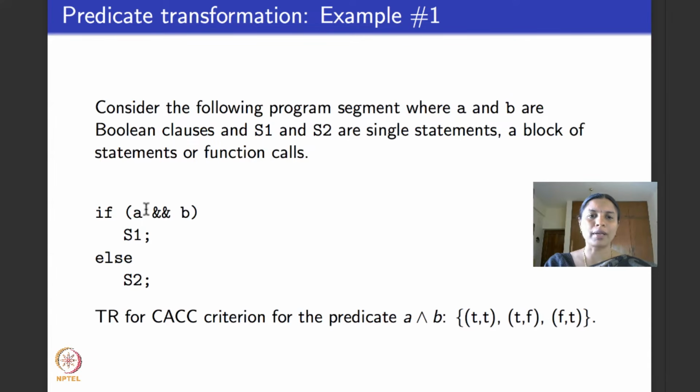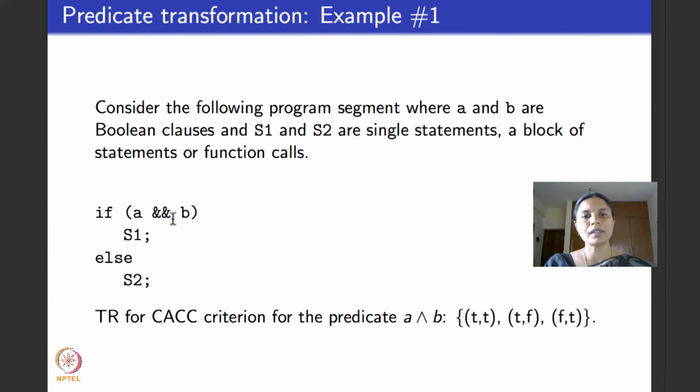Here is a small program fragment. It's only a program fragment, not the entire program, meant to illustrate issues with predicate transformation. So this program fragment has two clauses, A and B. There is a predicate here in the if statement which says if A and B, then you do statement or set of statements S1. S1 could be any statement, a single statement, a block of statements, could have an if again inside that, could have other decision statements like while, could have function calls. We don't care about it. We just abstract it out, call it S1. So this says if A and B do S1, otherwise you do S2. This is just a small fragment.